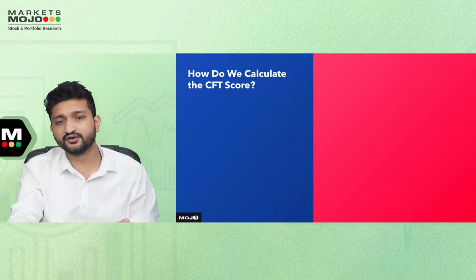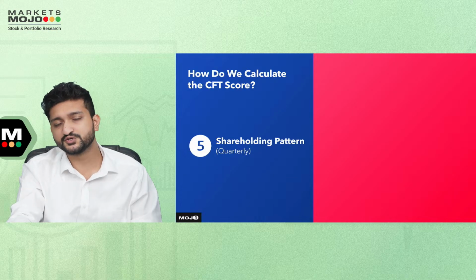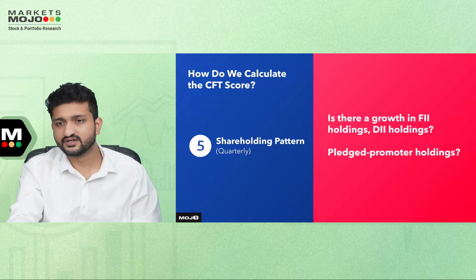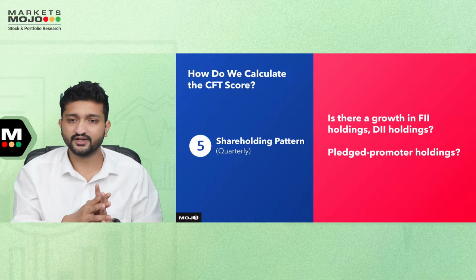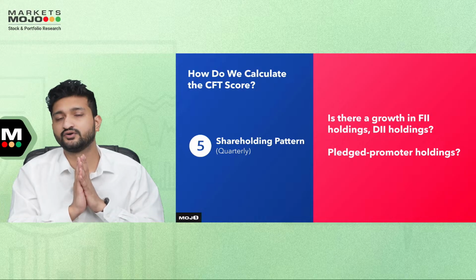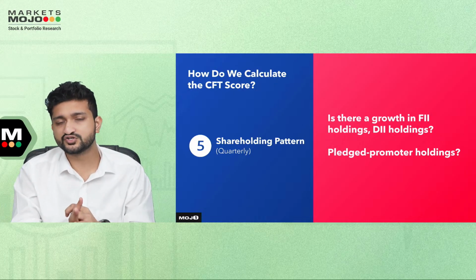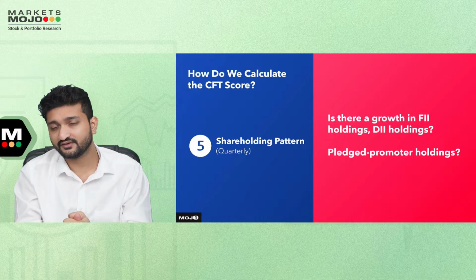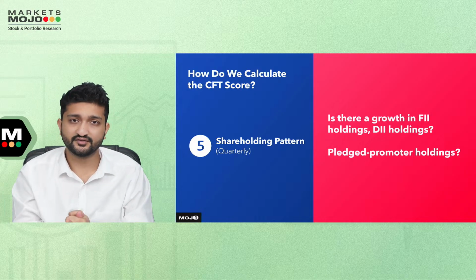Lastly, which is important, we look at the shareholding pattern, which we receive quarterly. Is there a growth in institutional investment, DII holdings? Is there a trend? It's not just important that we see there is 5% FII holdings. What's more important for you is to look at whether it was 10% last year and has now become 5%. Have DIIs also increased?